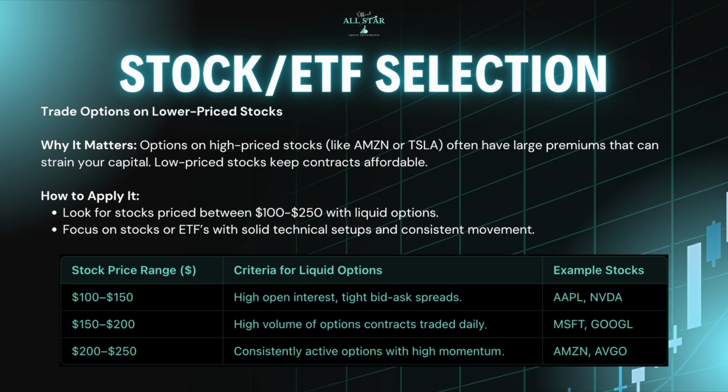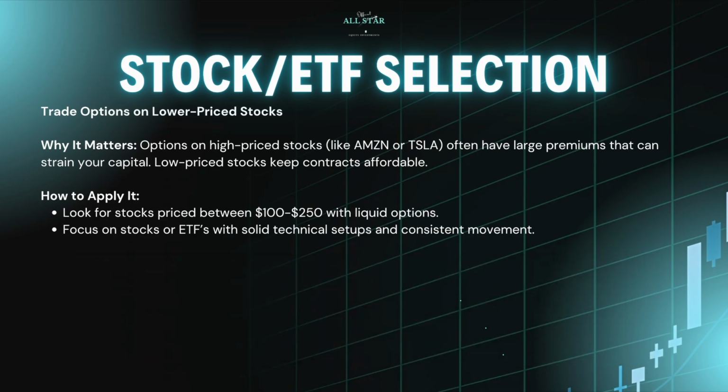So within the chart on the screen, at the top left, you can see the first category for the price range is $100 to $150. And two really good stocks that fit within this range, at least at the time of filming, are going to be Apple and Nvidia. These stocks offer the opportunity for you to see a good amount of momentum shift and gain while also having enough liquidity to be profitable. And then underneath that, you see the range from $150 to $200. And Microsoft and Google fit into this category. Last but not least is going to be $200 to $250. These are going to be consistently active options with high momentum. So good examples of this are going to be Amazon and AVGO.